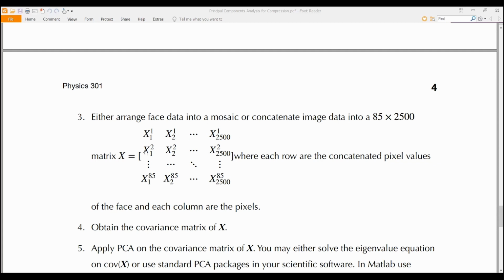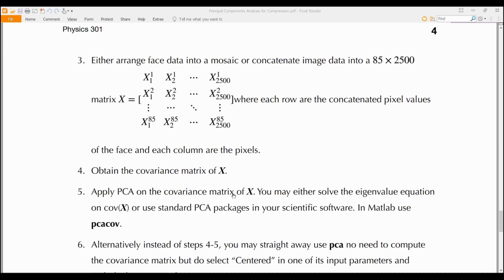So we have a set of image faces, concatenated grayscale faces in row vectors. Now, what we can do is, now that we have this data, we get the covariance matrix of X, remember? And then we apply the PCA on the covariance matrix of X. So essentially, we want a mean-centered covariance matrix.